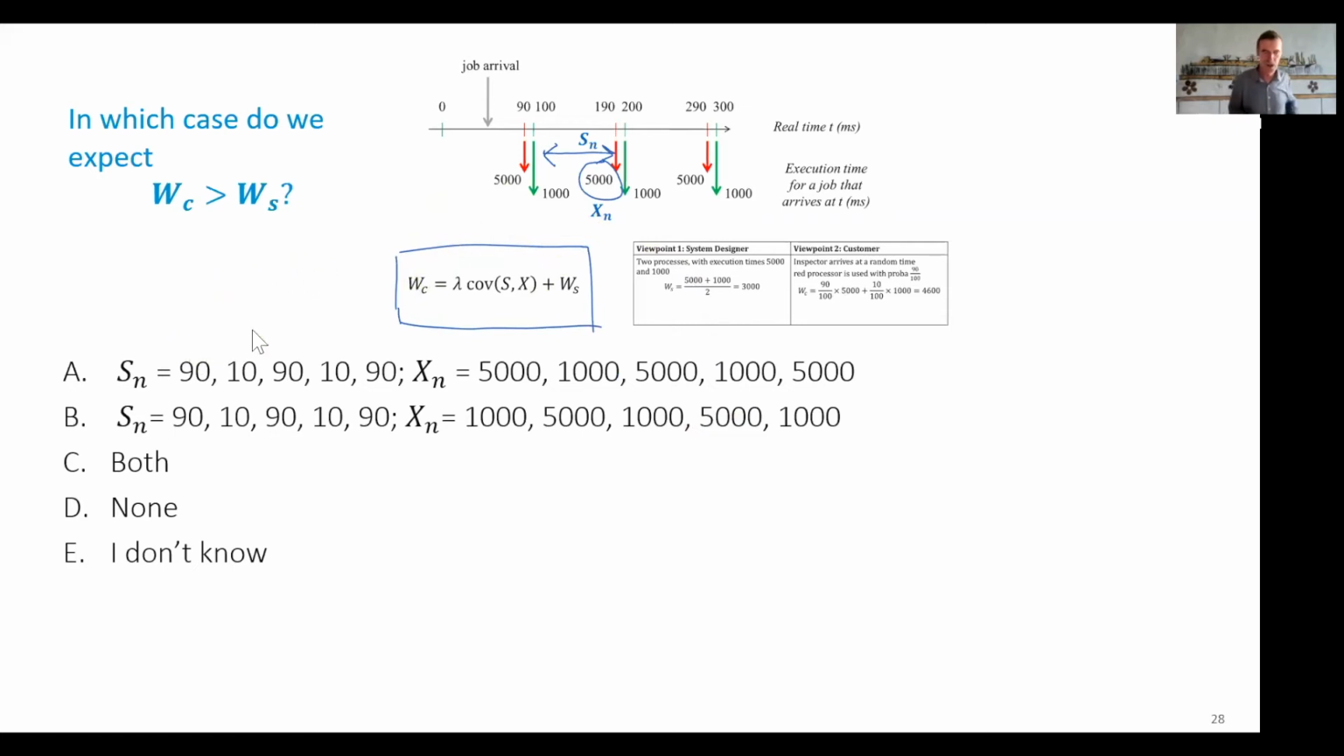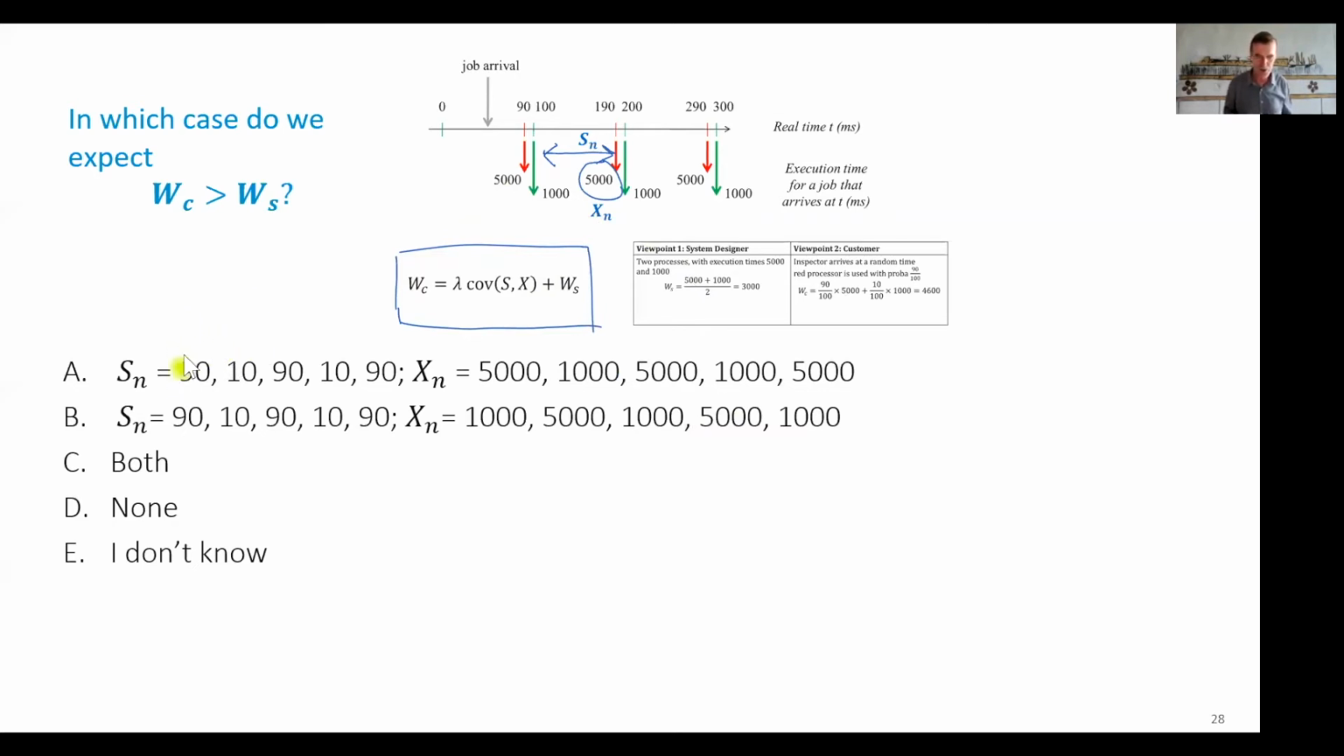Covariance is zero when two time series are independent. And it is positive if one time series tends to be in the same direction as the other, and negative in the opposite case. Now let's see here.